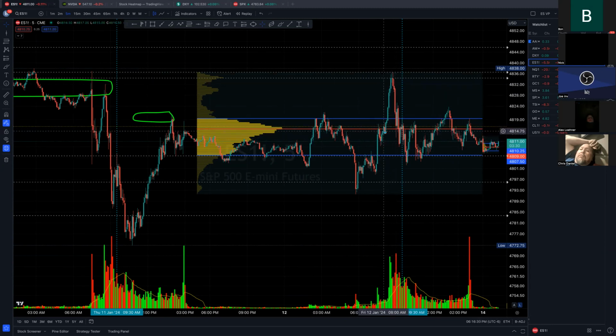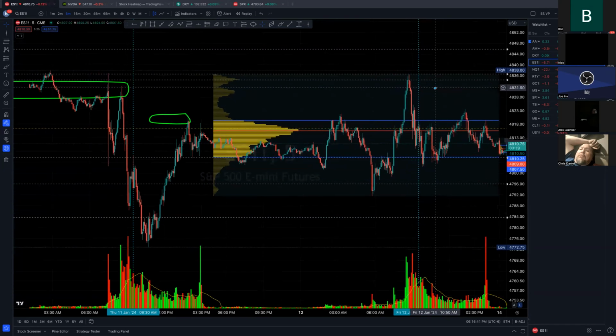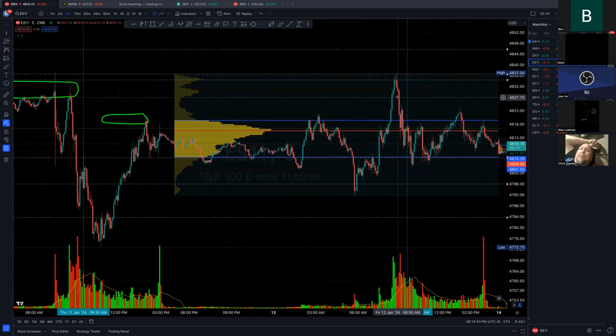I actually caught part of this move. I think I entered somewhere around here, and rode this all the way to the open of Friday. So we opened Friday and I sent an alert that I was closing my longs and switching to shorts, and we caught this massive move down.